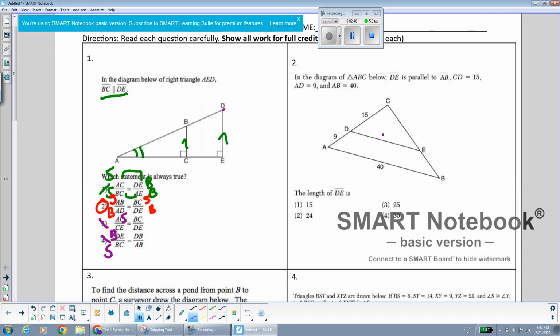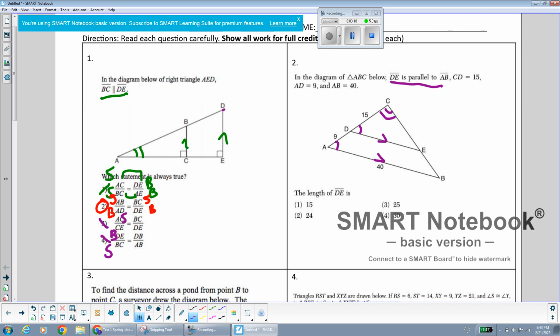Okay, let's take a look at number 2. So we know that DE is parallel to AB from the givens. So since we have parallel lines, corresponding angles are congruent in the small and big triangles. And they also share angle C by the reflexive property. So we do know that the small and big triangles are similar. And once we know that triangles are similar, we can set up a proportion involving their corresponding sides because the corresponding sides of similar triangles are proportional.